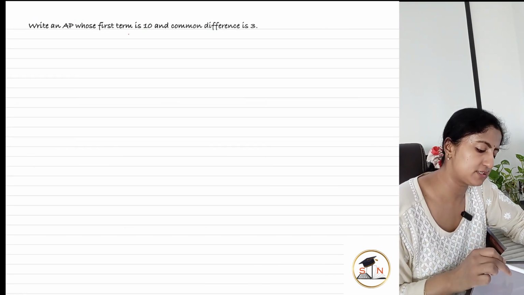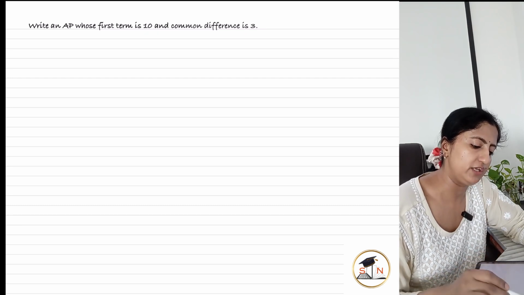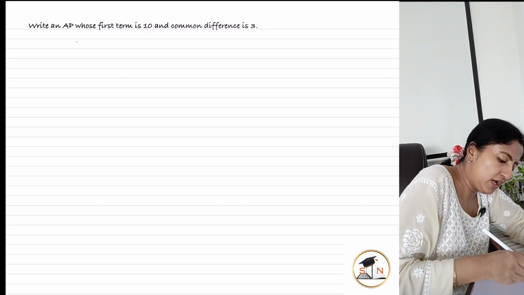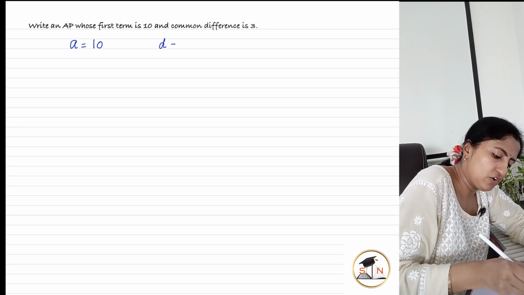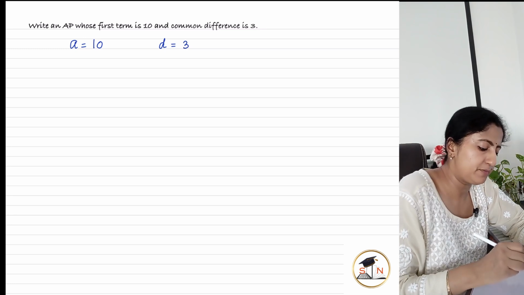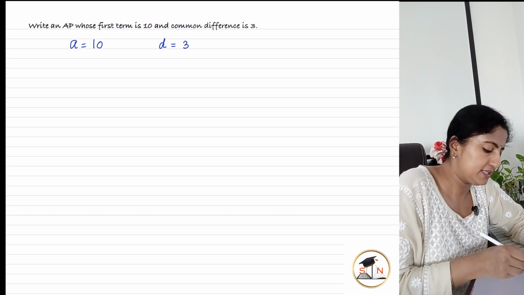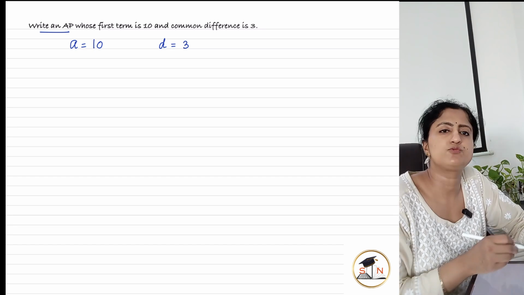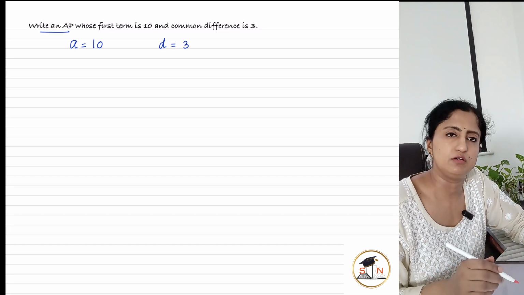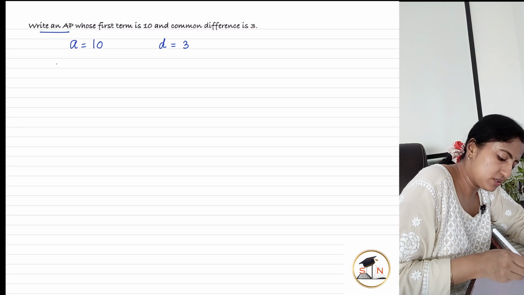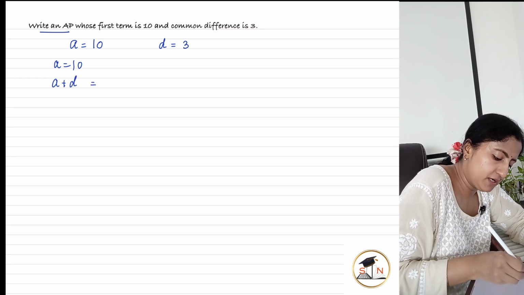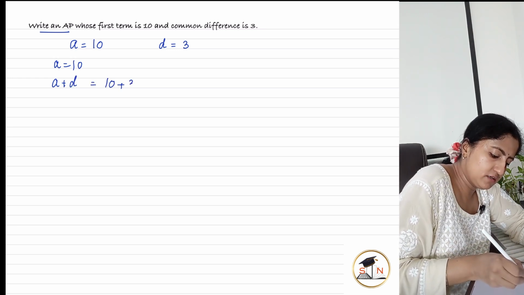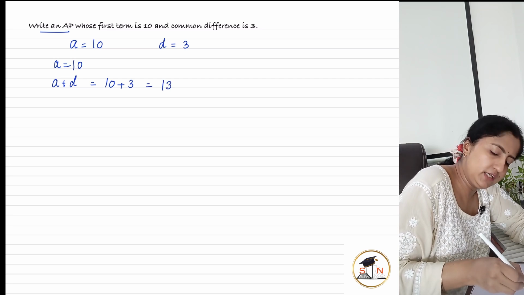Write an AP whose first term is 10, common difference is 3. So what we are given, we are being told the first term is 10 and the common difference is 3. We are supposed to write an AP. Now, what exactly does it mean by writing an AP? Writing an AP means we are supposed to give around 3 to 4 terms. Okay. So if my first term is 10, A is 10, the next term is A plus D, which will become 10 plus 3, that is 13.